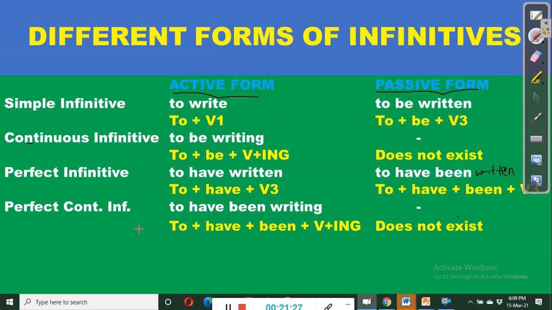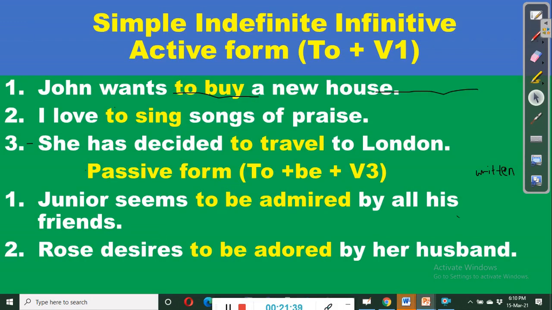All right, so these are the different forms of infinitives, and we are going to look at how we can use these various forms of infinitives in meaningful English sentences. We'll take them again one by one. Let's begin with the simple indefinite infinitive. We are going to look at the active form, and then we look at the passive form.